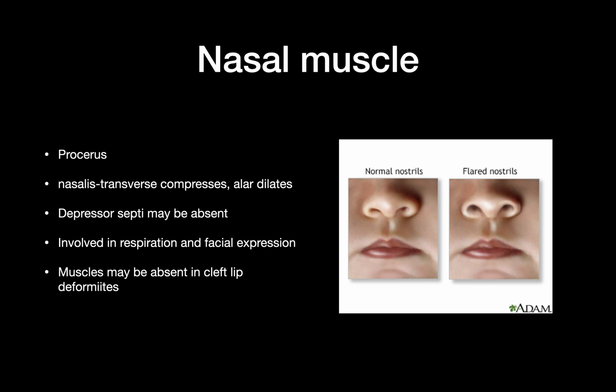The nasal muscles are the procerus and the nasalis transverse part. It will compress the nose, so when you take a deep breath in, you know how the nose will narrow, and the alar part will flare the nostrils. The depressor septi may be absent. It's just a muscle right here. Some people are able to curl their lips, some people can't. These muscles in the nose are involved in respiration and facial expression. And in people who have cleft lip deformities, these muscles, especially along the top lip, may be absent.